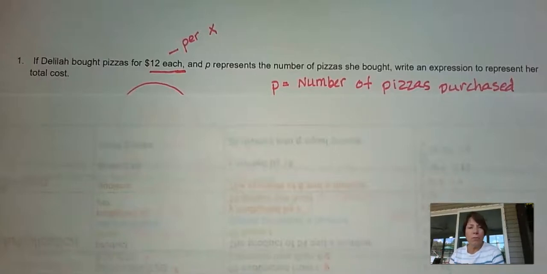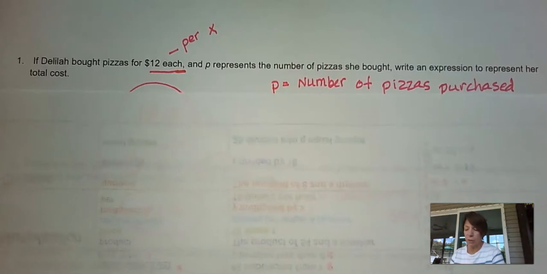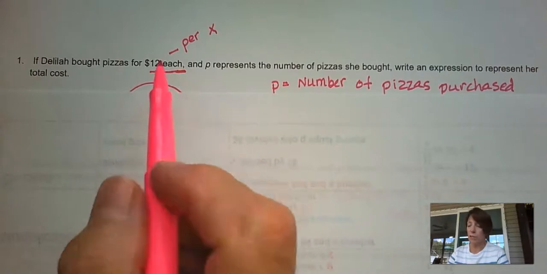Okay, so let's apply what we know now to some problem-solving situations. Let's look at our first problem here. If Delilah bought pizzas for $12 each, and P represents the number of pizzas she bought, write an expression to represent her total cost. Now, a couple of things to notice here.